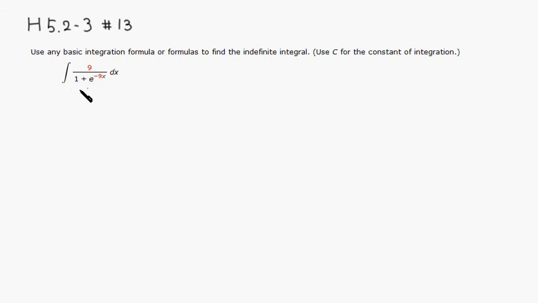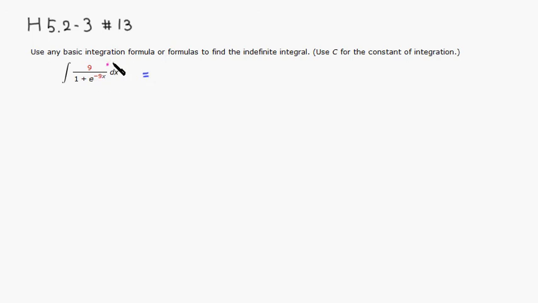guy, for example. Then the derivative of 1 is 0. The derivative of e to the negative 9x would be negative 9 e to the negative 9x, which doesn't show up anywhere else. So here's the trick. First, I'm going to rewrite it a little bit, since I don't like having this negative power here, so I'm going to multiply top and bottom.